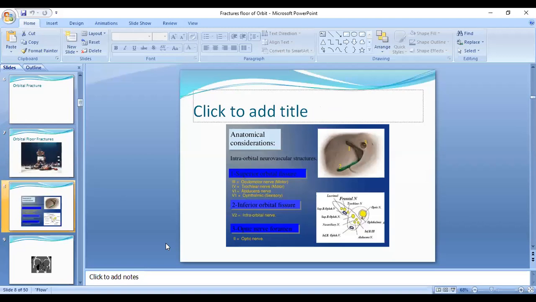Here you can see what anatomy we have inside the orbit: the superior orbital fissure, inferior orbital fissure, and optic nerve foramen. These three structures are very important because if there is any trauma, we may get a patient with superior orbital fissure syndrome or optic nerve syndrome. Basically, optic nerve syndrome is a misnomer; a better way to put it is that if the optic nerve is destroyed, then there is loss of vision.